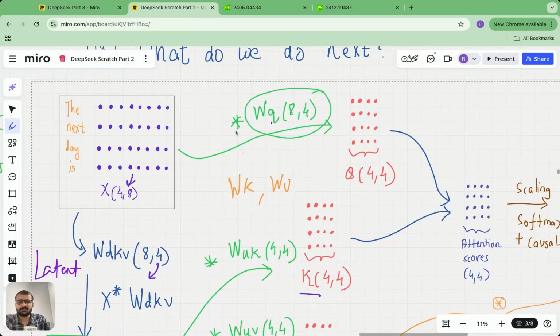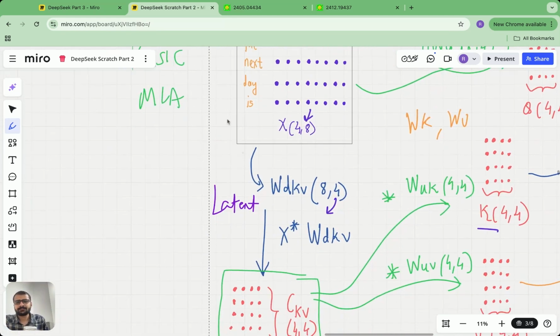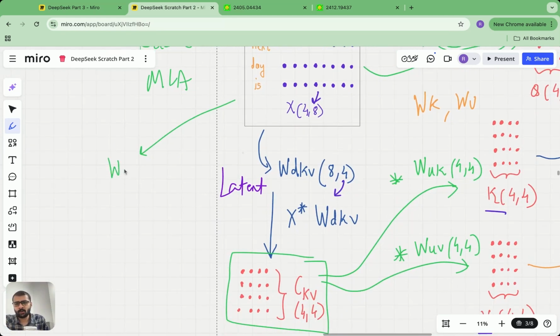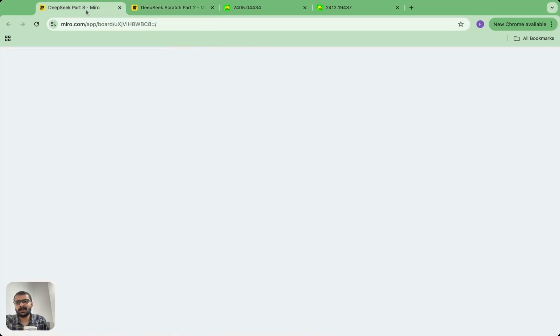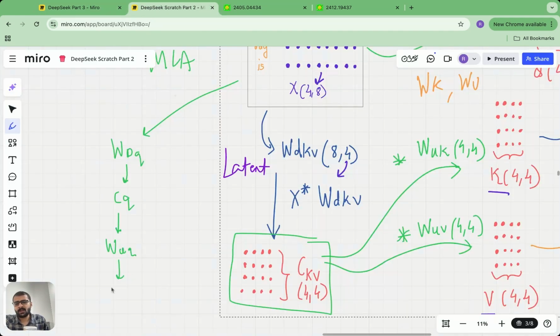The only difference in our current lecture is that instead of directly multiplying it with WQ, we down project it to get this CQ matrix, and then we up project it again to ultimately get my QC. And why is this down projection and up projection done?